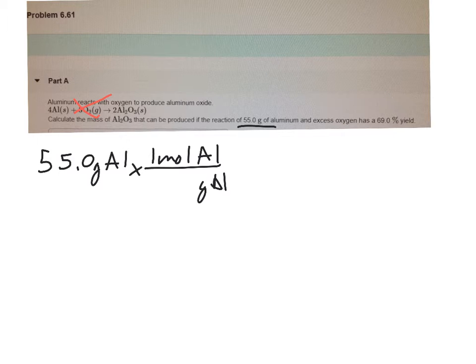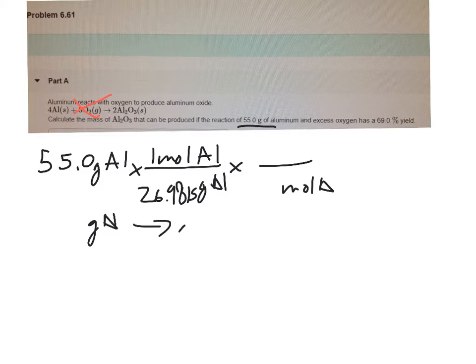All right, aluminum. 26.9815 grams of aluminum according to my periodic table per 1 mole of aluminum. Now I have moles of aluminum. I've gone from grams of aluminum to moles of aluminum. I don't want moles of aluminum, so I'm going to get rid of them. I'm following that diagonal pattern, right?